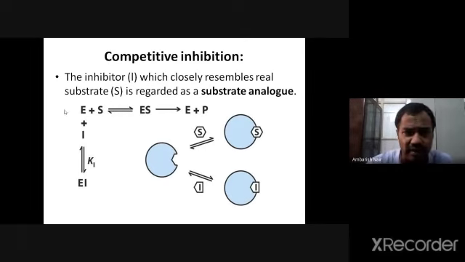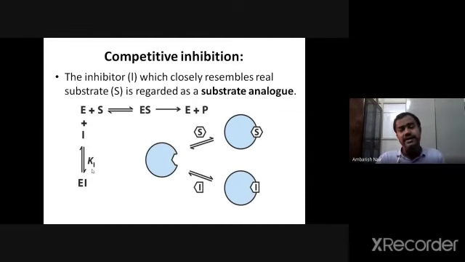In this slide, you can see I have written a simple equation where the enzyme reacts with the substrate and forms the enzyme-substrate complex. This enzyme-substrate complex is further broken down to enzyme plus product, and the enzyme is recycled back and can start the second reaction. But in the same slide, I mentioned one more equation. The enzyme reacts with the inhibitor, forming the enzyme-inhibitor complex, EI, with a constant called Ki. Why is it Ki? Because it is the inhibitor constant, and EI is the enzyme-inhibitor complex.